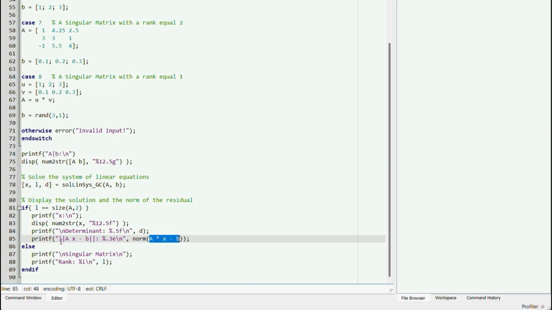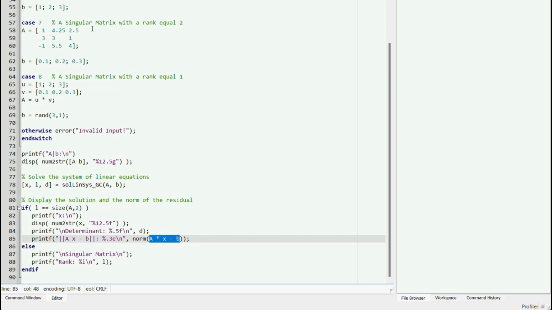Always check. Otherwise, if L is not equal to the size of the matrix, then it is a singular matrix. The determinant is close to 0. We don't have to display the determinant because it is close to 0. We display the rank. It is equal to 2 or 1 in case m equals 3, and it is equal to 1 in case m equals 2. And that's it, very simple.